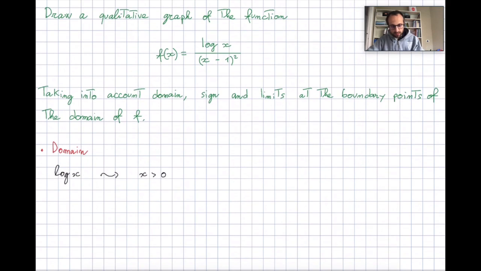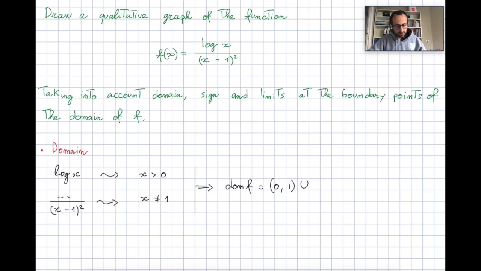Now in the second part of the function, we've got this denominator. So we've got something divided by (x minus 1) squared, and this implies that the denominator has to be non-zero, so x has to be different from 1. Now you put these two conditions together, and we obtain very simply that the domain of f is equal to the open interval (0, 1) union the open interval (1, plus infinity), namely all positive numbers except 1.